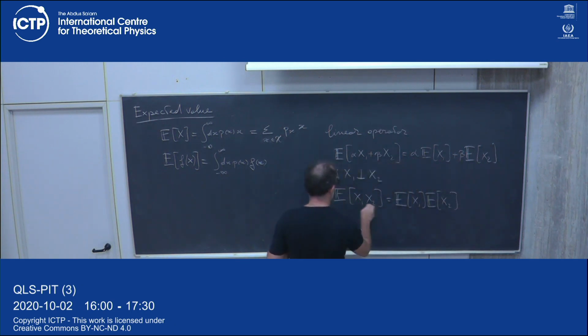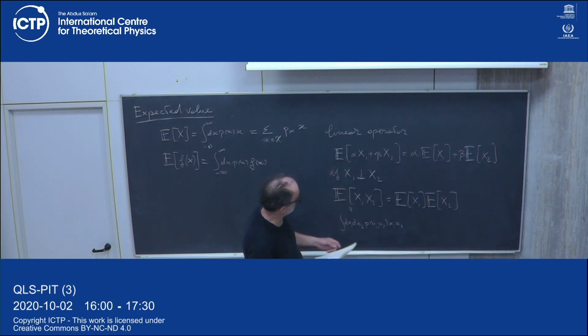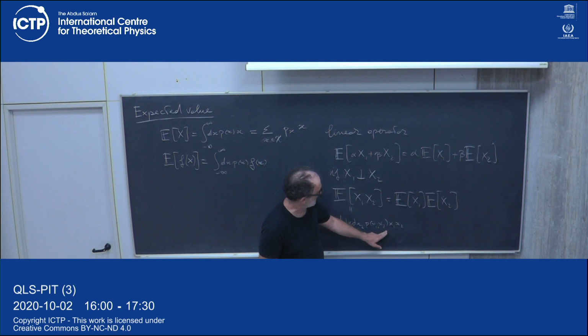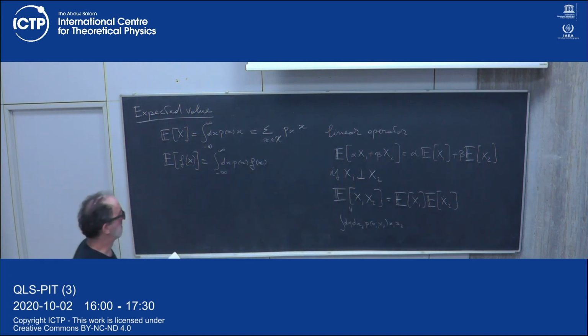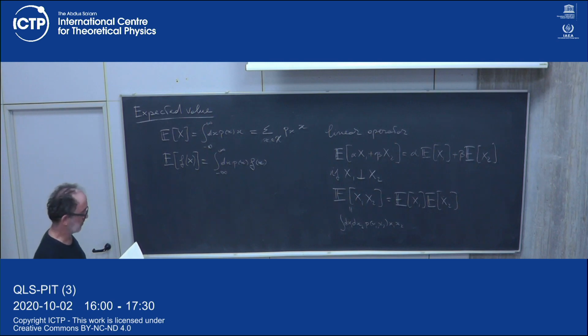Okay? Because this is defined just as the integral dx1 dx2 of p of x1, x2 times x1 times x2. But if the two random variables are independent, then the joint distribution is the product of the two marginal distributions, and you can factorize these two integrals. One gives you the expected value of x1, and one gives you the expected value of x2. Okay? Very good.